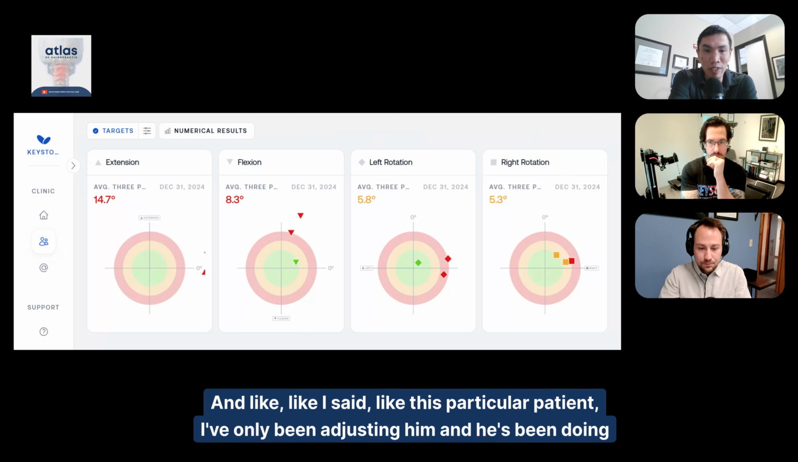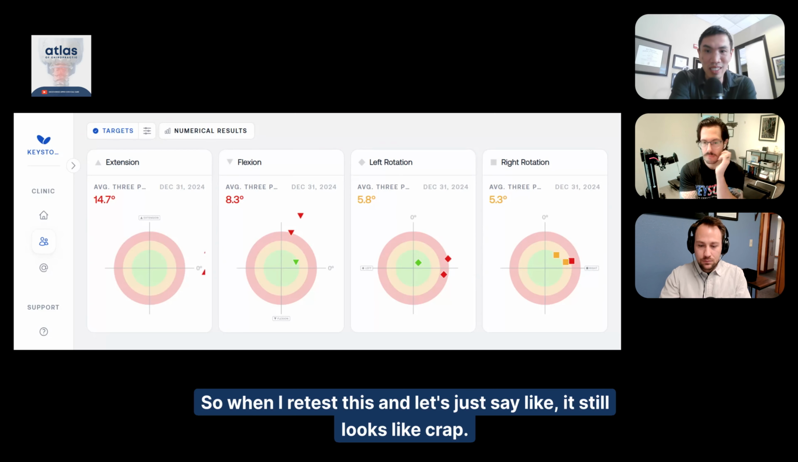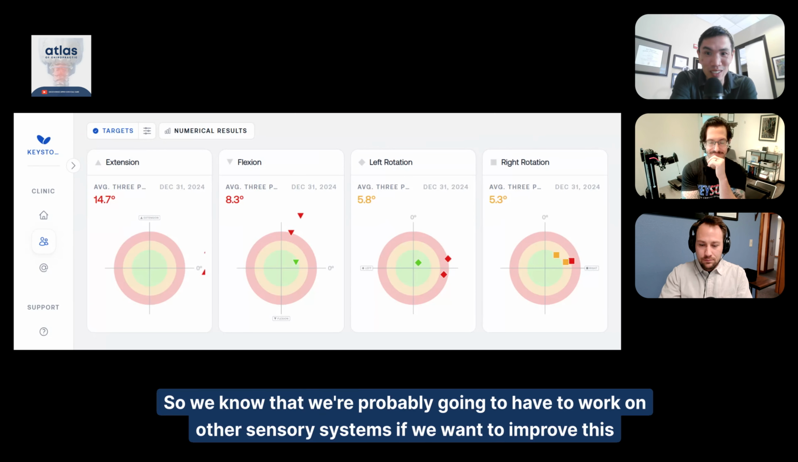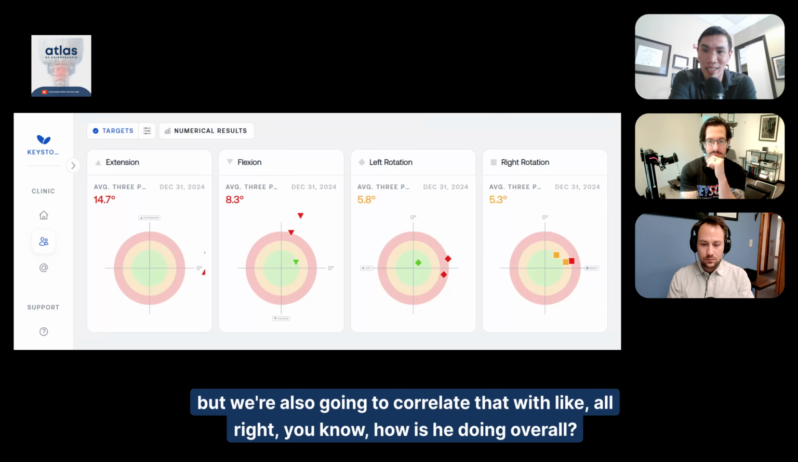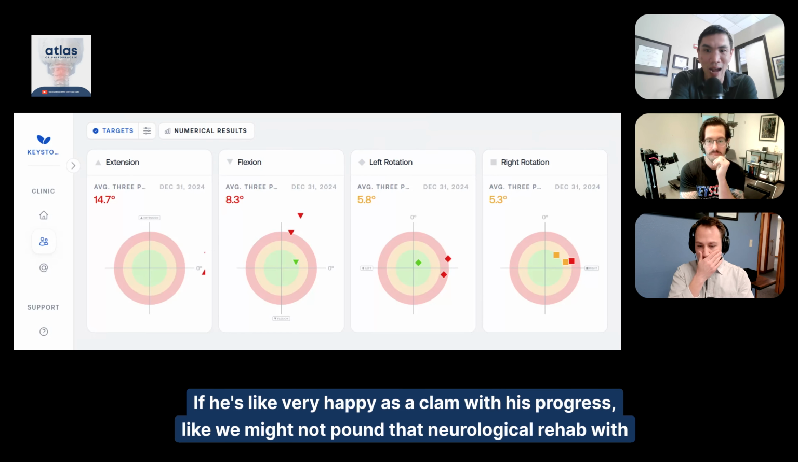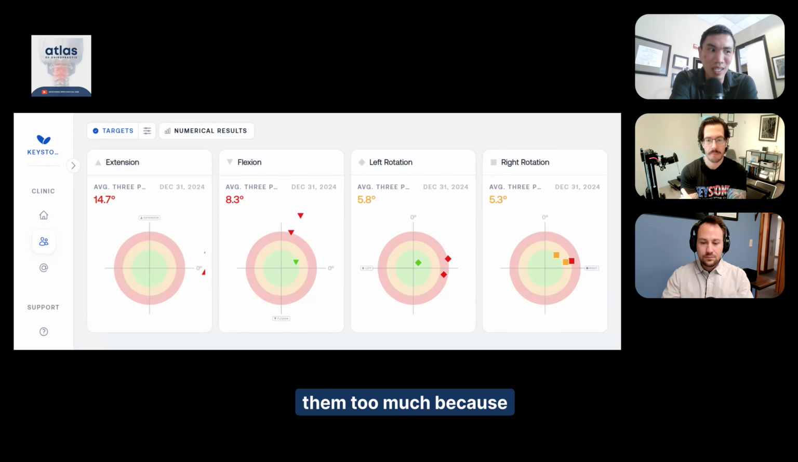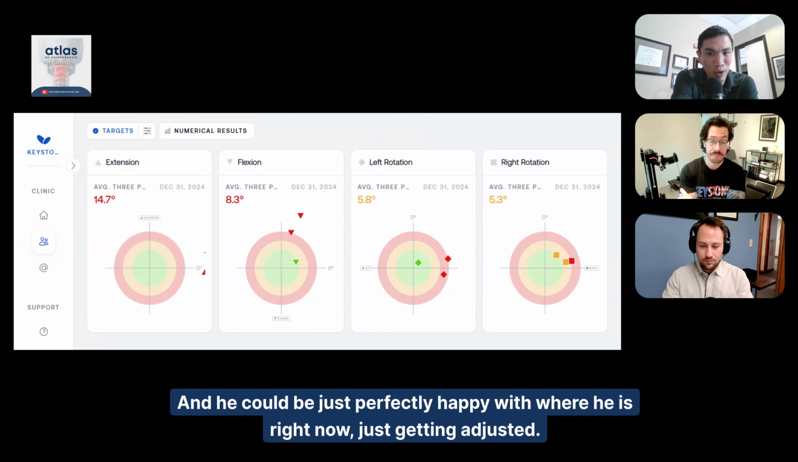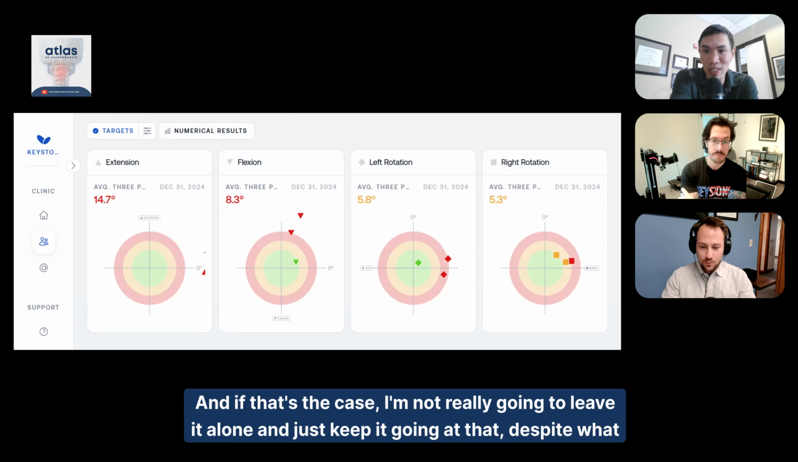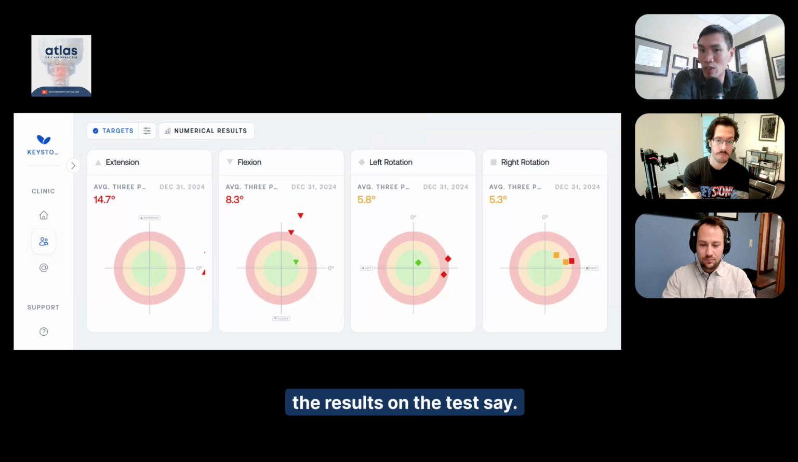Like I said, with this particular patient, I've only been adjusting him, and he's been doing really, really well. So when I retest this, let's just say it still looks like crap. Okay, so we know that we're probably going to have to work on other sensory systems if we want to improve this marker. But we're also going to correlate that with how he's doing overall. If he's very happy as a clam with his progress, we might not pound that neurological rehab with him too much because quite frankly, it might overstimulate him and make him feel a little bit worse. He could be perfectly happy with where he is right now, just getting adjusted, and if that's the case, I'm probably going to leave it alone and keep it going at that, despite what the results on the test say.